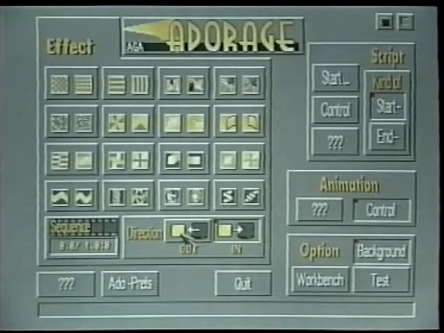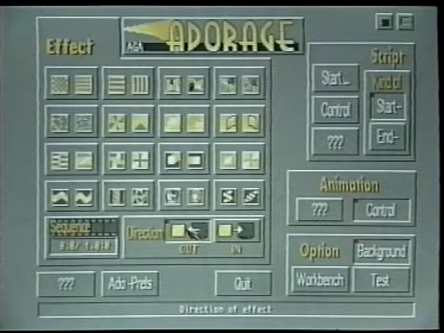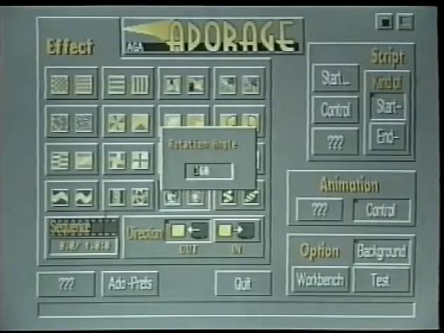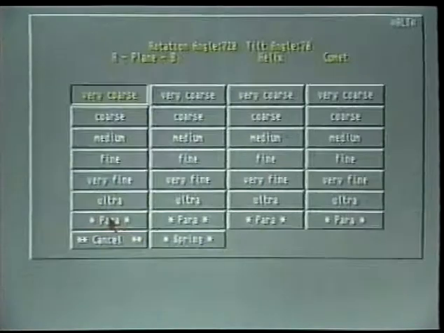I'm selecting Out Effect, Wobble, and setting the parameters in the A-plane column. Rotation angle 720, tilt angle 70, moving depth 360, and very fine rendition.